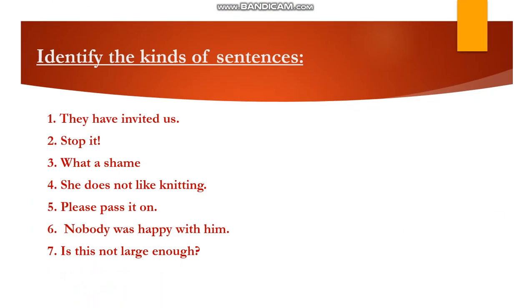Now, let's look at the exercise. In these sentences given below, you have to identify the kinds of sentences. This is your homework that you have to do in your registers.